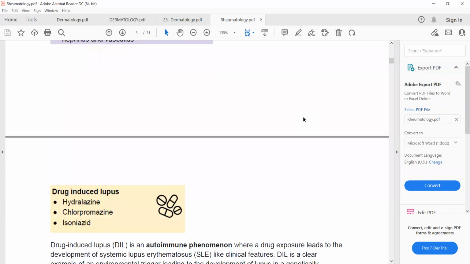So this was all about SLE, its diagnosis and management. Is it clear? Is there any question?